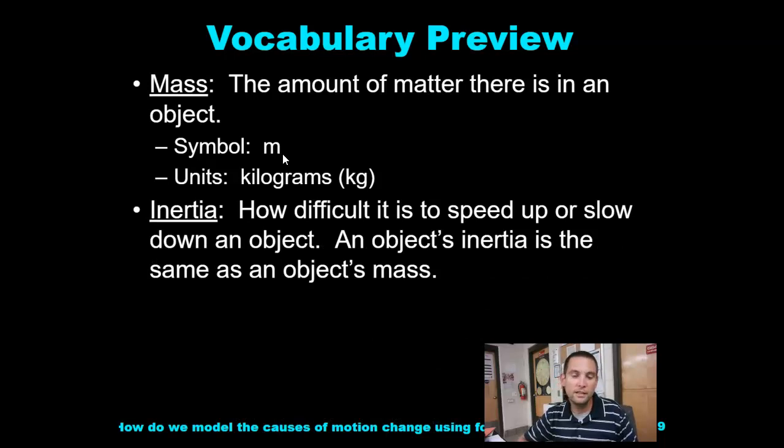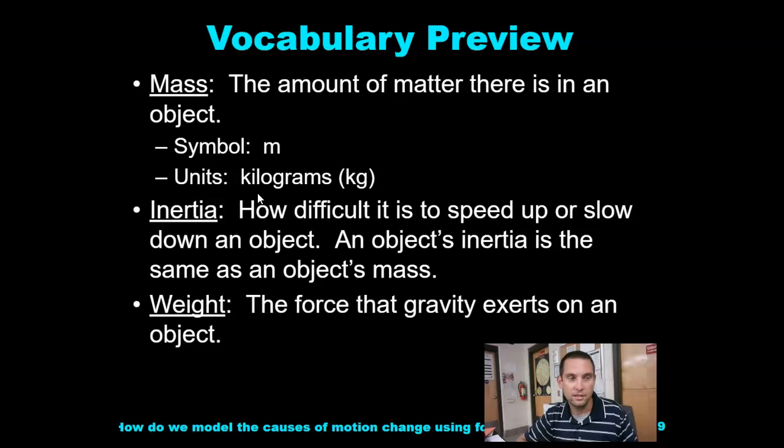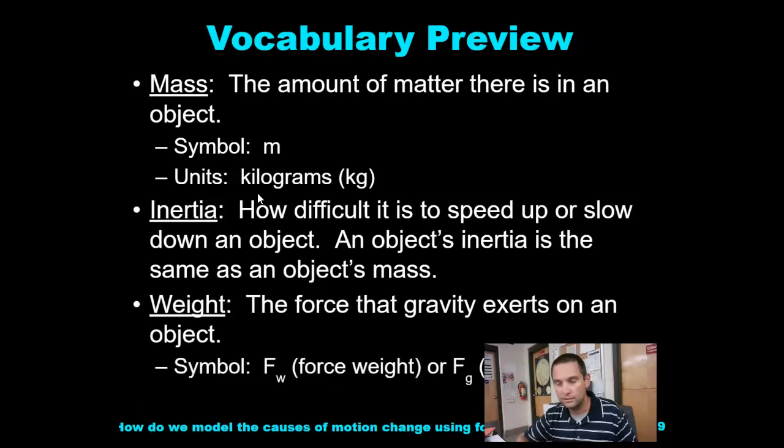Inertia is how difficult it is to speed up or slow down an object. An object's inertia is the same as an object's mass for the most part. Well, this isn't technically true. It's true enough for us. Another way to think of inertia is the resistance to change its state of motion. So an object at rest is going to be more difficult to get moving. A heavy object at rest is more difficult to get moving than a lighter object at rest.